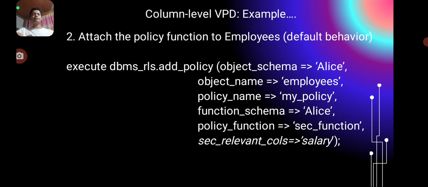So next, attach the policy function to employees. The default behavior is execute dbms_rls.add_policy with the object schema. So it names Alice, the object name employees, the policy Alice sec_function, and so on and so forth. It now involves a number, which is the salary.